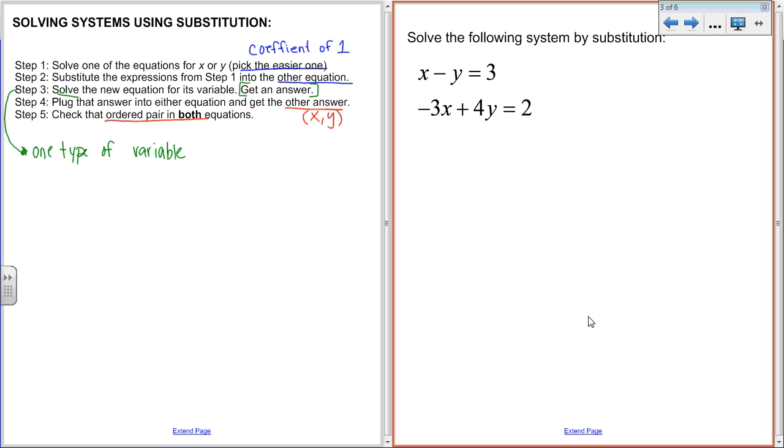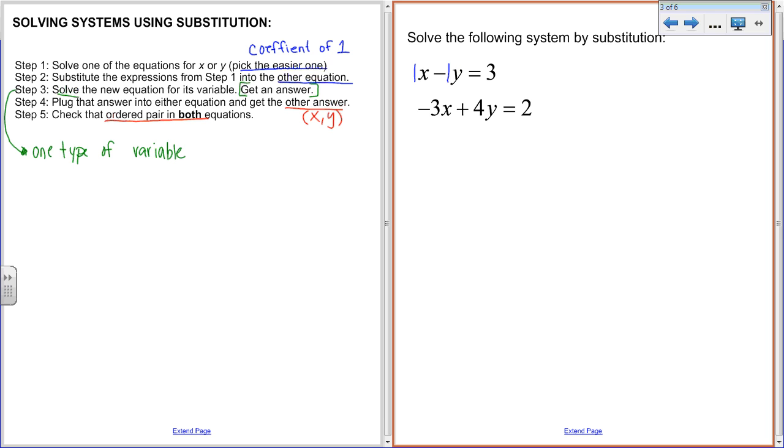equations by substitution. So we have x minus y equals 3, and we have negative 3x plus 4y equals 2. Neither one of those is solved for x or y because neither one of them has x or y by themselves. So we're going to have to do that step 1 here. So remember, we're looking for something that has a coefficient of 1. Well, obviously, I can see a coefficient of negative 3. I can see a coefficient of 4. Here I see a coefficient of 1, kind of ding, ding, ding, and this one has a negative 1.